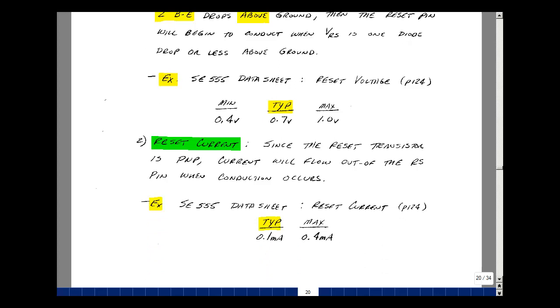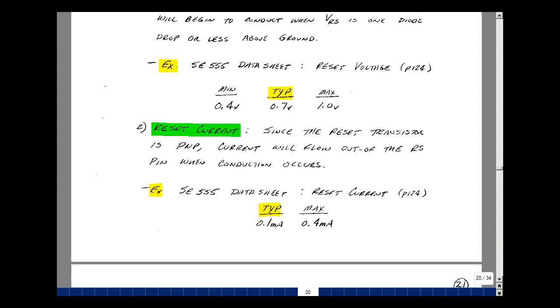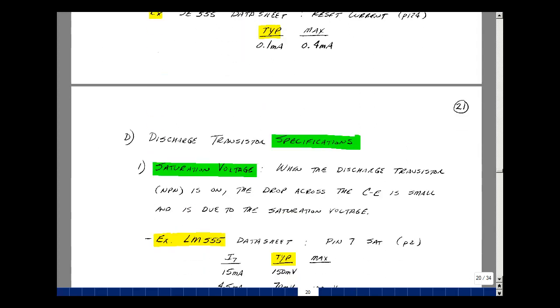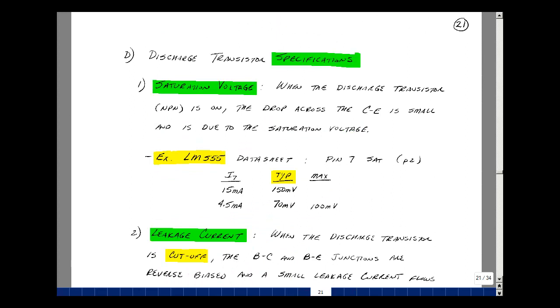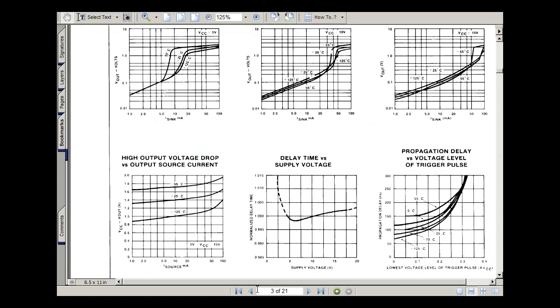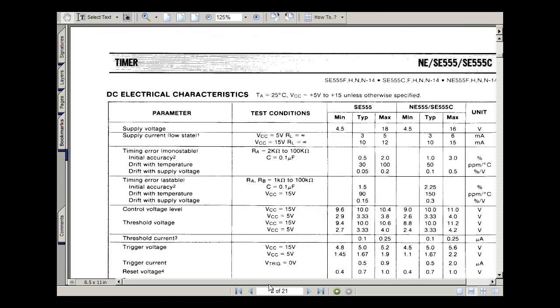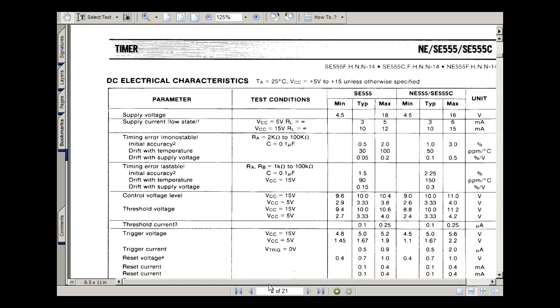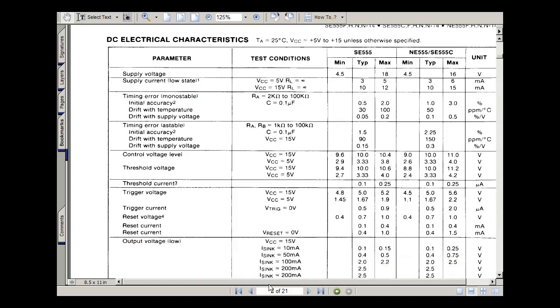There's also a current associated with that transistor, but again, because it's a PNP transistor, it's going to be coming out of its base terminal. And that's going to be typically 0.1, but could be as big as 0.4. Let's go find those specs in the data sheet. Let's go back to page 124, which is page 2 of the PDF. And let's find the trigger specifications.